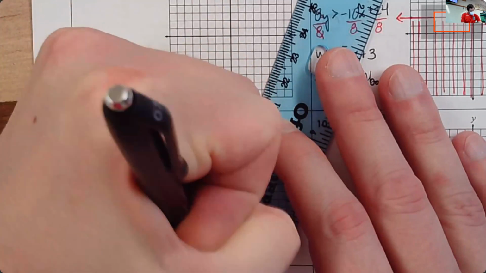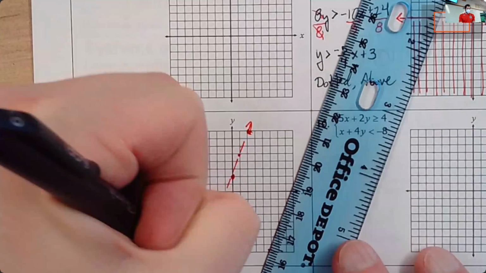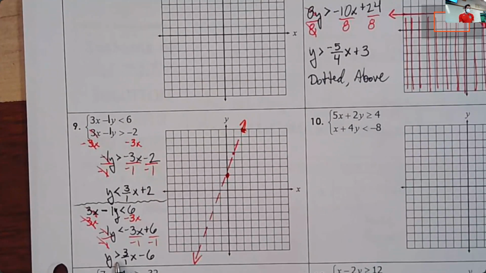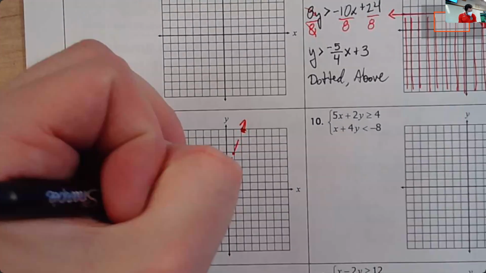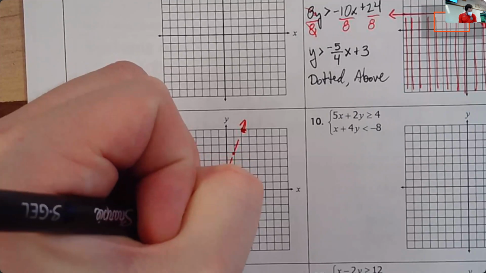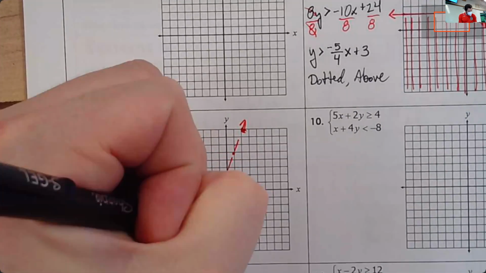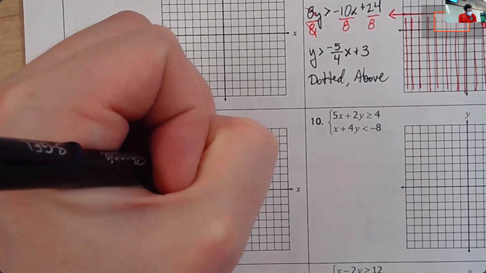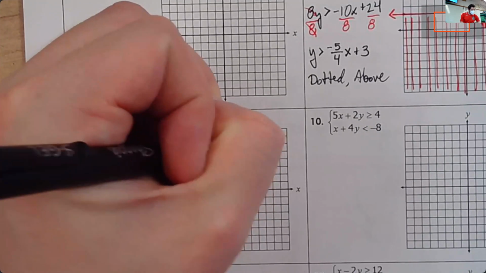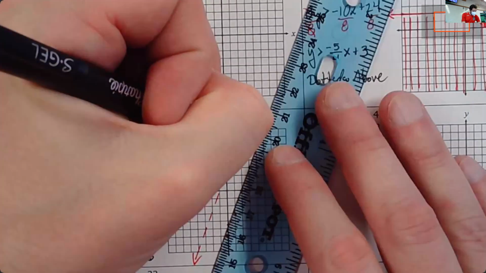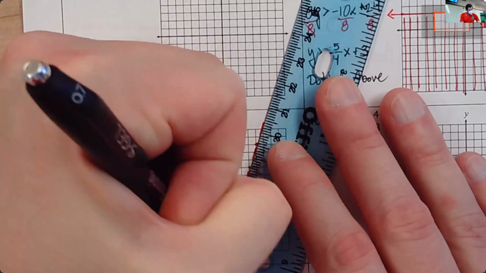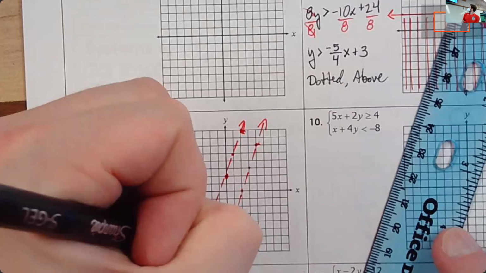all the way down. And now our other line is going to be parallel to that one. It will also be a dotted line, but it's being shaded above it. So that would be starting at -6 and then up 3 over 1. Also a dotted line. And so those two lines are parallel.